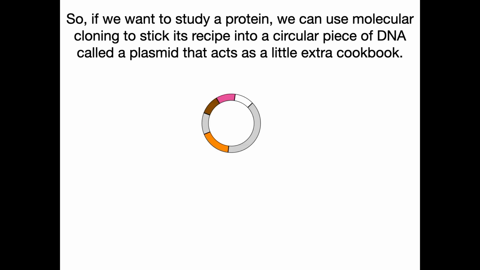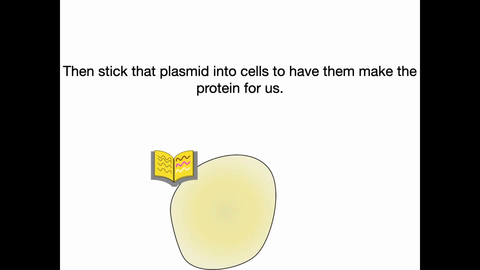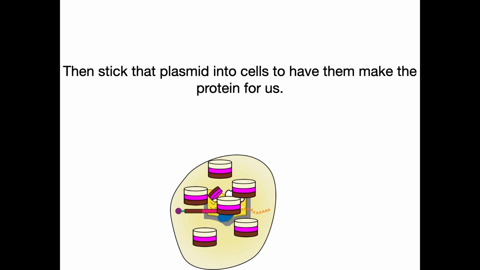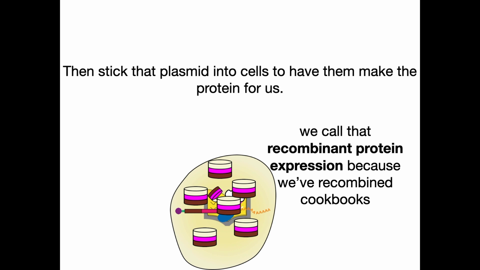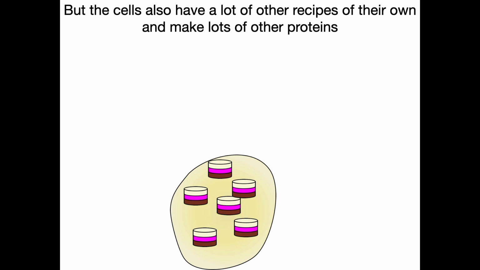So we take the cDNA, we put it into this plasmid, and then we stick it into cells to have them make the protein for us. And we call this recombinant protein expression because we've recombined cookbooks. We put our gene into that plasmid. But the cells also have a lot of other recipes of their own and make lots of proteins.